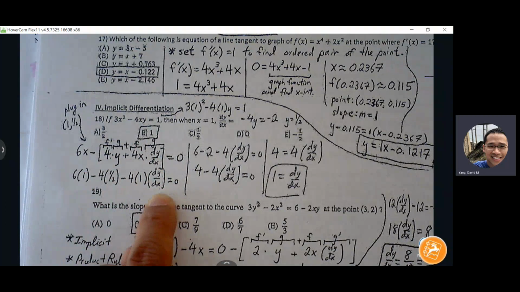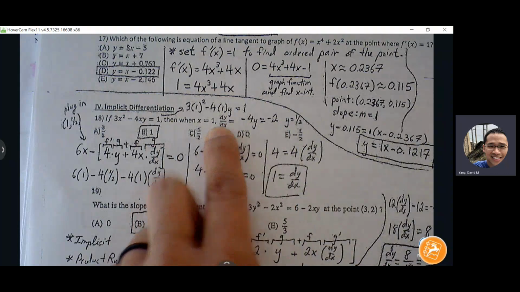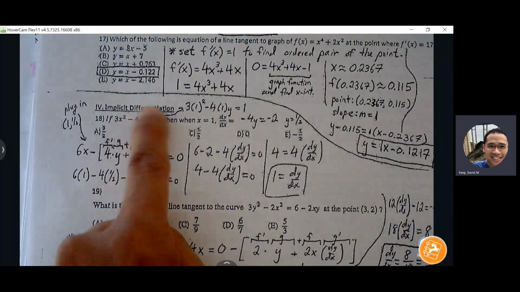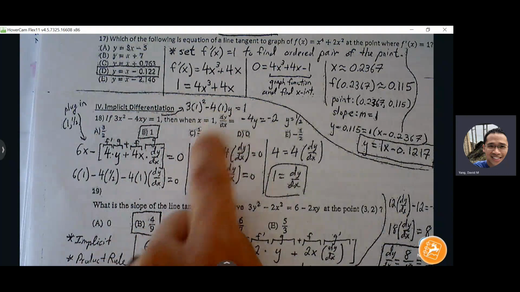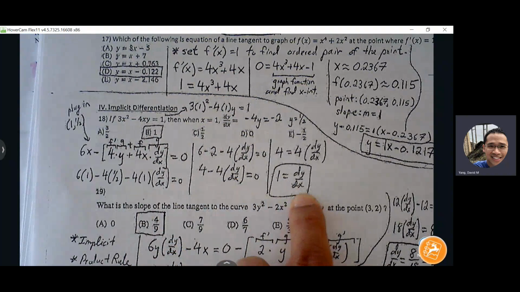And then once you solve for dy dx, you can plug in your x and your y. If you don't know what your y value is, you can always insert that x back into your original equation to get your y value, and then insert all that into your derivative, and you can solve for dy dx.